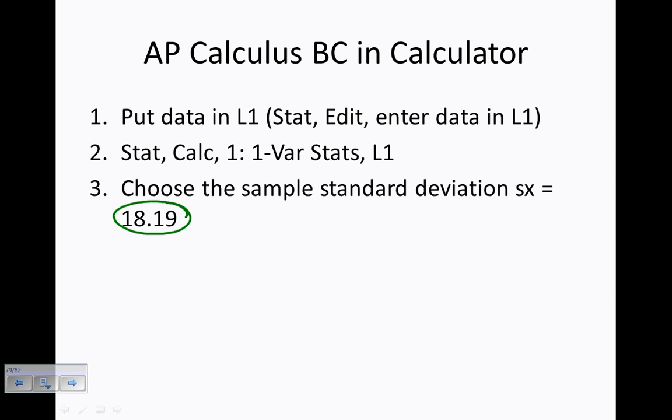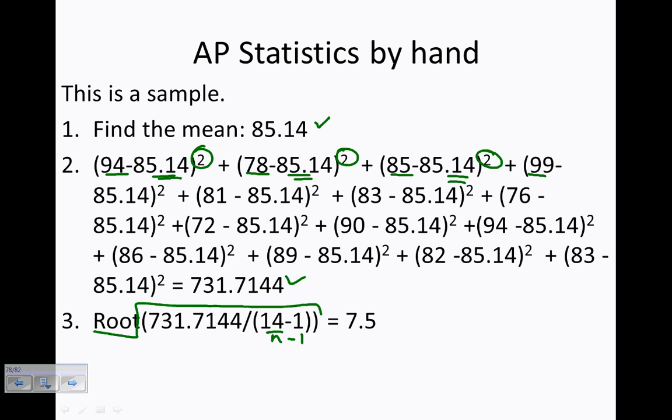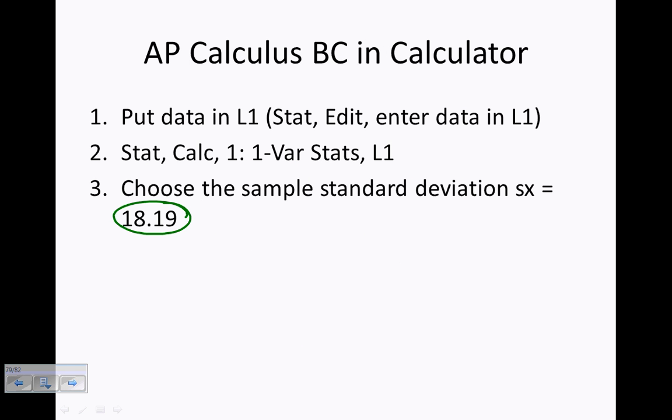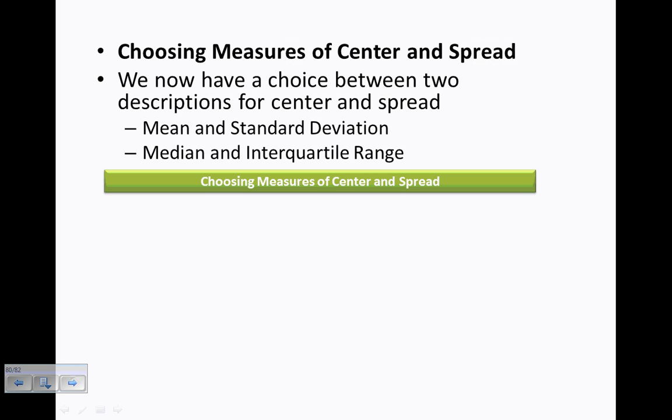So here you can see that we had 7.5 and 18.19. So this class is a lot more variable than 7.5. So your data is going to be a lot more spread out for the BC class. It means that all of the AP Stats kids were close together. They were more alike. Another word for that is homogeneous. So they're more like each other.